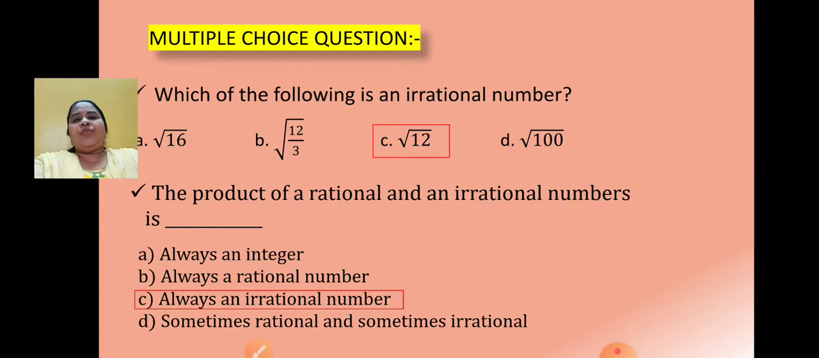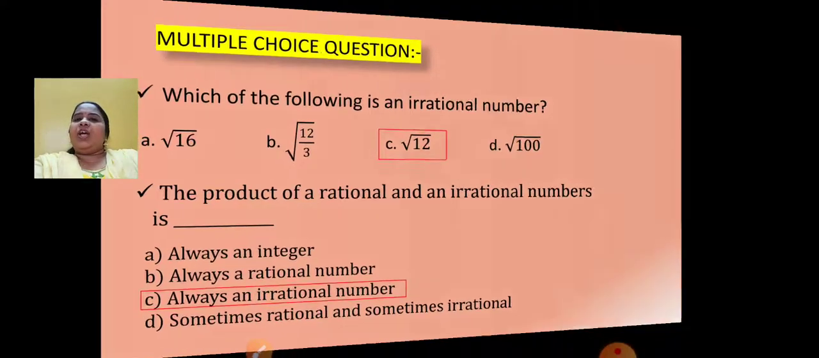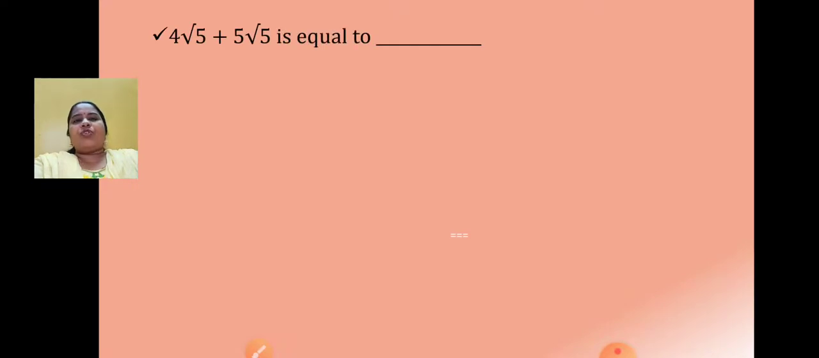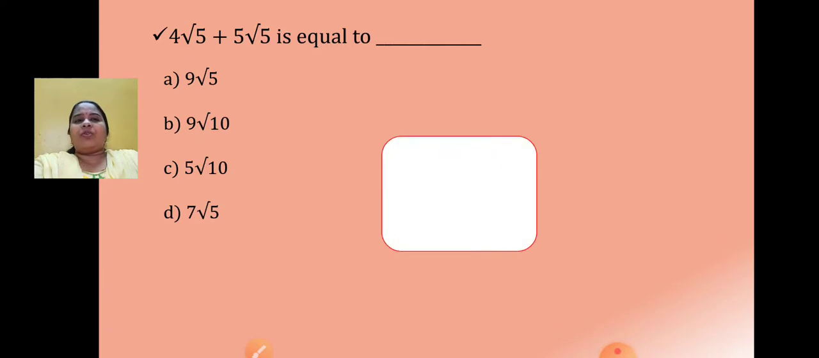So when you find statement sums difficult like this, take an example on your own in order to understand that statement. Right? Okay. Let us move to the next question. The next question is this. 4 root 5 plus 5 root 5 is equal to, options are 9 root 5, 9 root 10, 5 root 10, 7 root 5. Now many will immediately start adding. 4 plus 5 is 9, root 5, root 5, root 10. Maximum of you will do option B. Let's see why it is wrong.